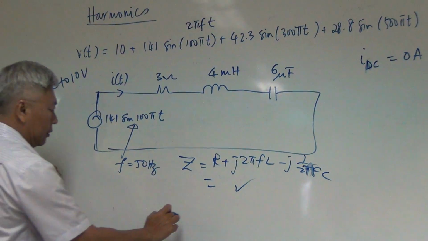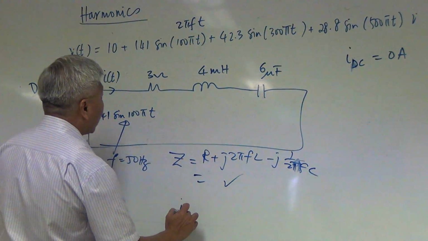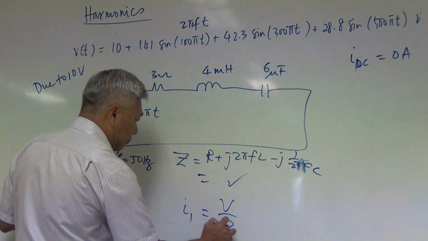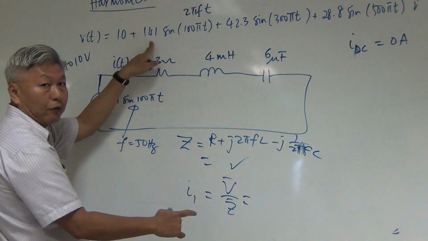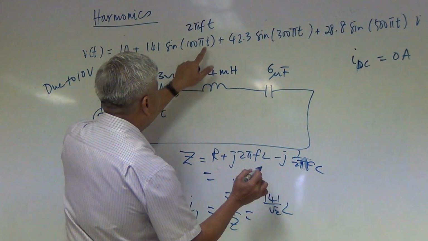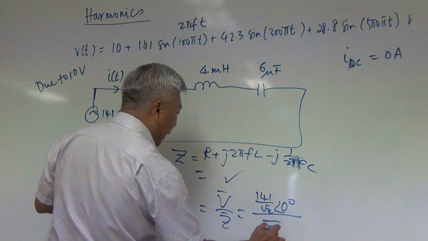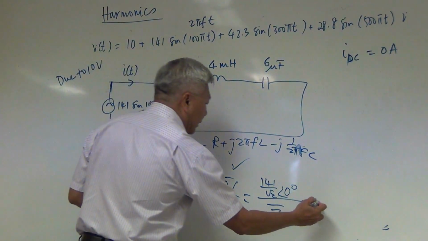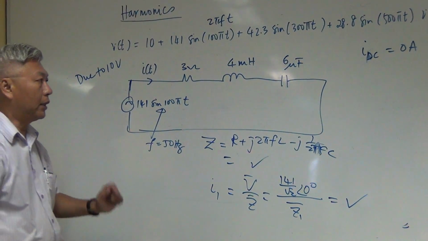Right? To find the current at this first harmonic, which I call the fundamental, it will be V divided by Z. V, remember, must be RMS. So 141 divided by square root 2. What is the angle? 0 degrees. Then you divide it by the impedance that you have found at 50 Hertz. So you get an answer. So I1, you get an answer.